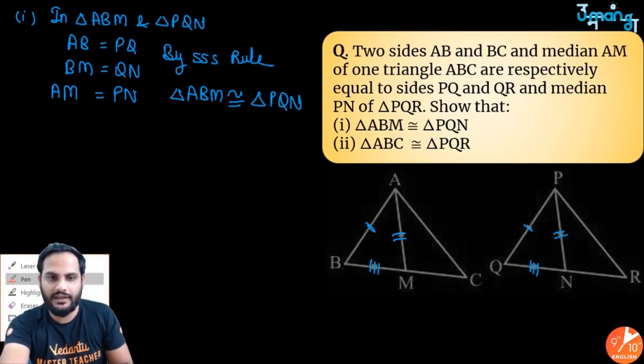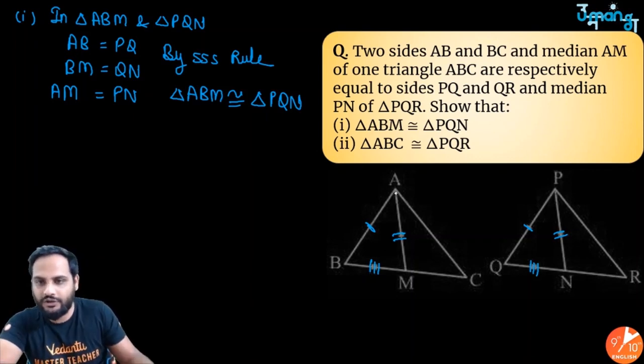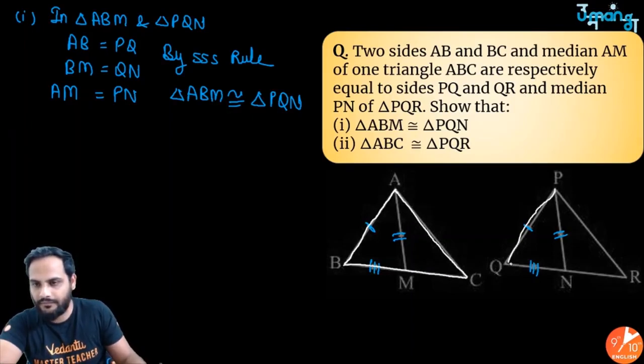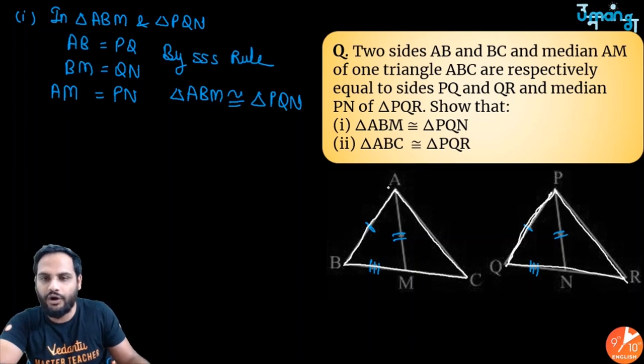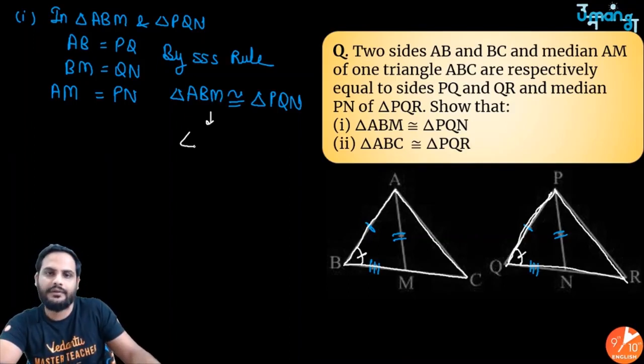Let's look at the second part. The question is asking triangle ABC congruent to PQR. ABC, this large triangle ABC, and PQR, these two you want. Now tell me one thing, since these two small triangles are proved congruent, from here by CPCT I can say angle B is equal to angle Q. Angle B is equal to angle Q by CPCT, right?